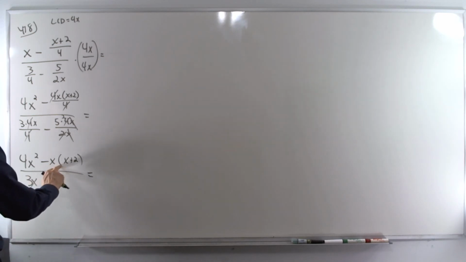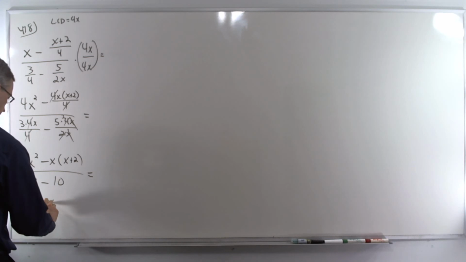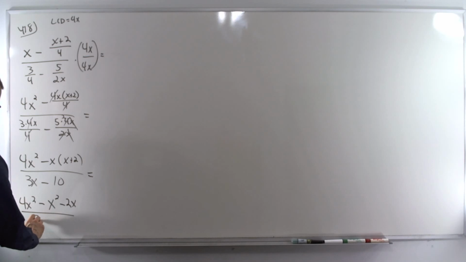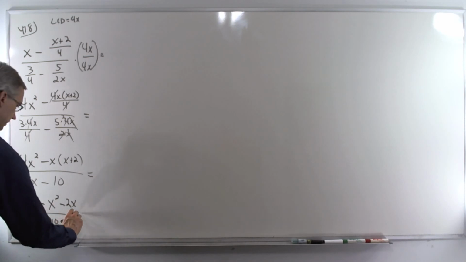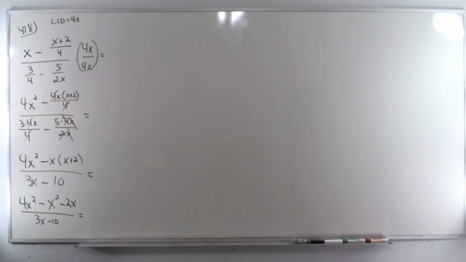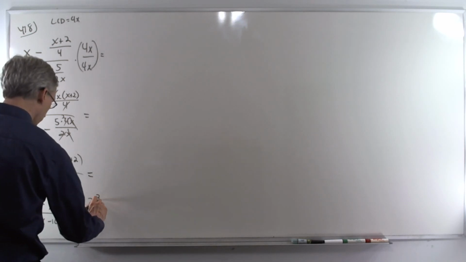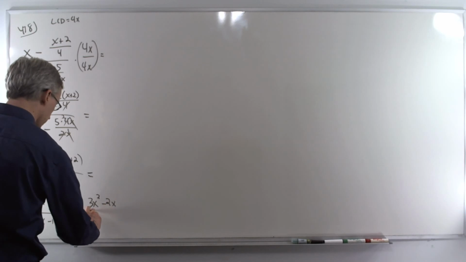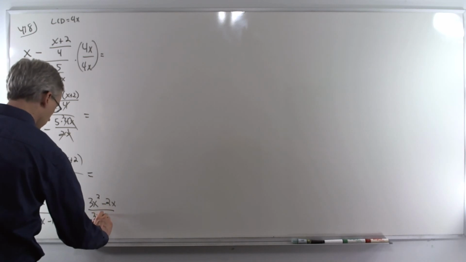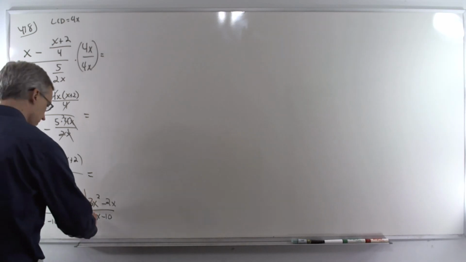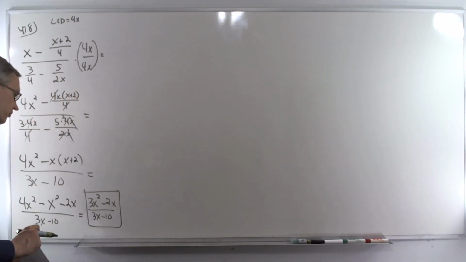Now distribute negative x into x plus 2, so that is minus x squared minus 2x over 3x minus 10. Now we can combine here. So we got 3x squared minus 2x over 3x minus 10. Now we could factor out an x up top, but that gives us 3x minus 2. And nothing we can cancel there, so we might as well just leave it as 3x squared minus 2x over 3x minus 10.